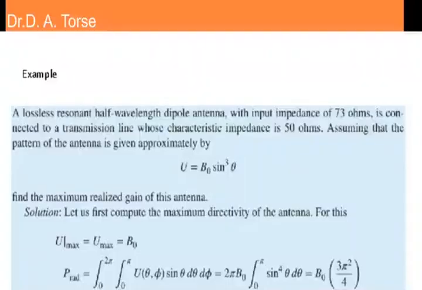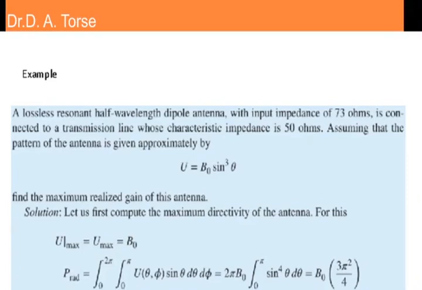Another numerical we solve here is for a lossless resonant half wave dipole antenna with input impedance of 73 ohm and transmission line characteristic impedance of 50 ohm. So you can imagine a situation where an antenna is connected to a transmission line and the input impedance is 73 ohm and the transmission line's characteristic impedance is 50 ohm. So definitely there is an impedance mismatch here because both the values are not the same.